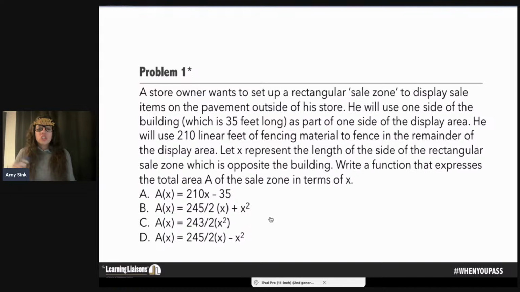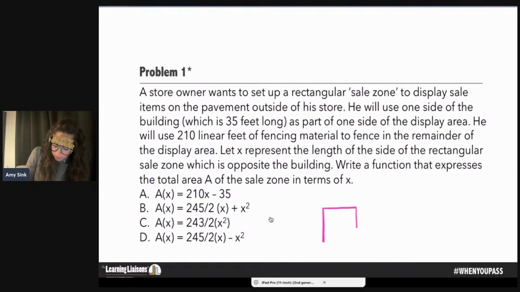So a store owner wants to set up, I was about to use my pen to literally write on my iPad. That's not going to work. So a store owner wants to set up a rectangular sale zone. And I'm going to have to write small for this one because I've got a lot of my space covered by the problem. But we have this rectangular sale zone to display items on the pavement outside of his store.